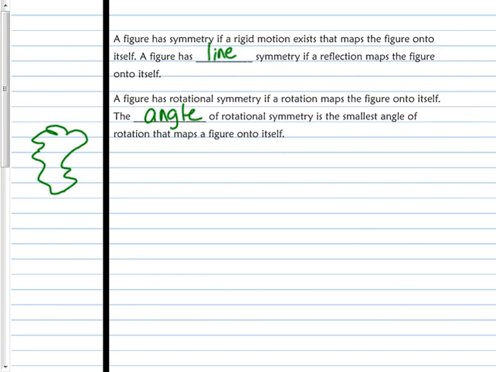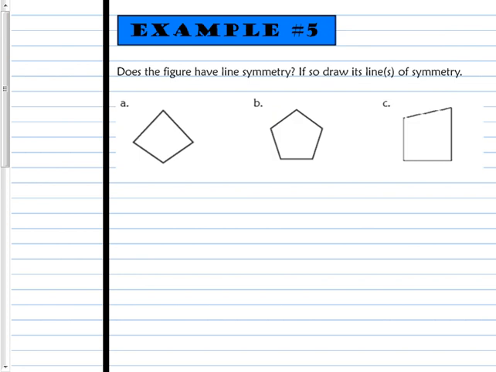So let's go ahead and do some examples. Number 1, does the figure have line symmetry? If so, draw its lines of symmetry. So shape A, does it? It sure does. Yes, it does. And it only has one, right down the middle. Go ahead and please do problems B and C.